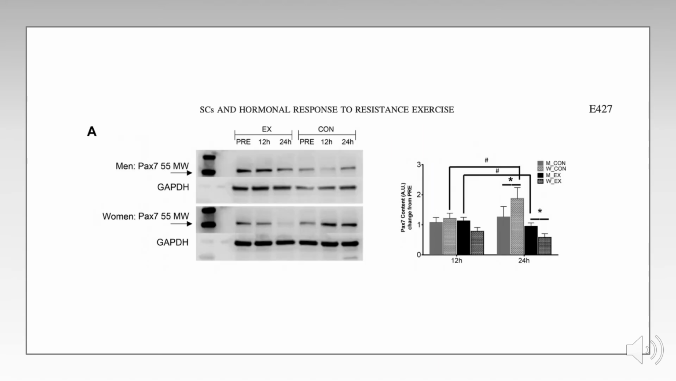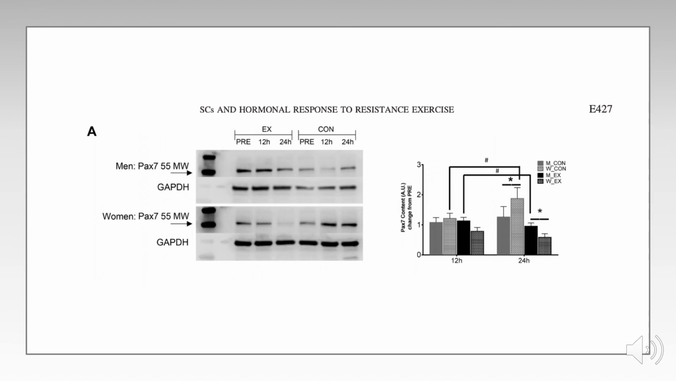This figure involved the results of the protein expression of PAX7 and showed significant interaction effects of sex versus condition with a corresponding p-value of 0.045. The EX condition showed that there was a greater amount of PAX7 in men than women, as shown in the second two bars in the figure. The CON condition showed no significant difference between men and women, as shown in the first two bars.